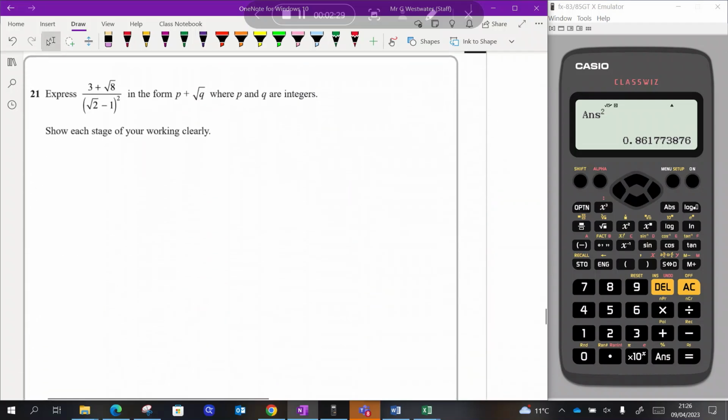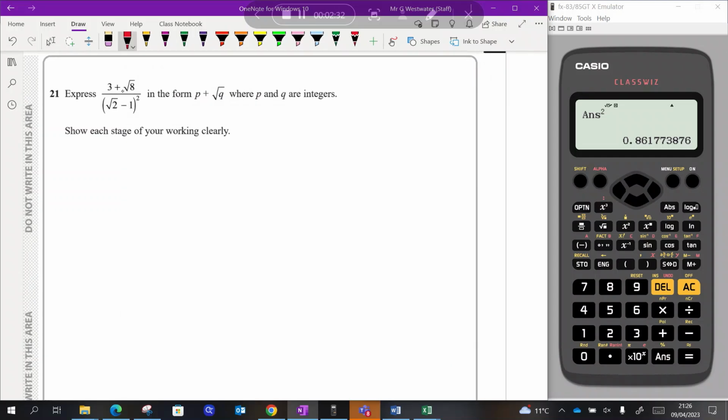On to 21. Now we've got surds again. And as soon as there's a fraction involved with surds, I know we're going to have to rationalise this. Now, it says express 3 plus root 8 over root 2 minus 1 all squared in the form of p plus root q, where p and q are integers. Because it says show each stage of your working clearly, this is because your calculator can just do it. So if you're curious where you need to go, you can type in something like 3 plus root 8 over brackets root 2 minus 1 squared, hit equals, and you know this is what you're trying to end up with.